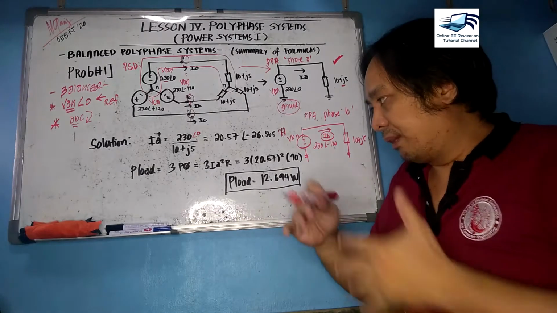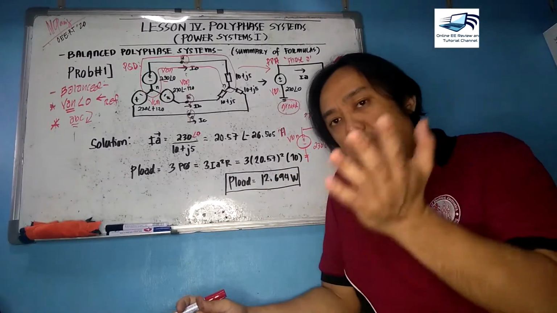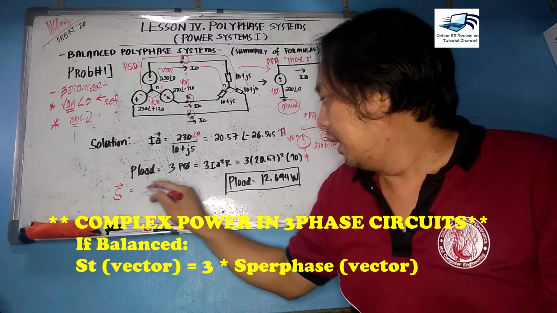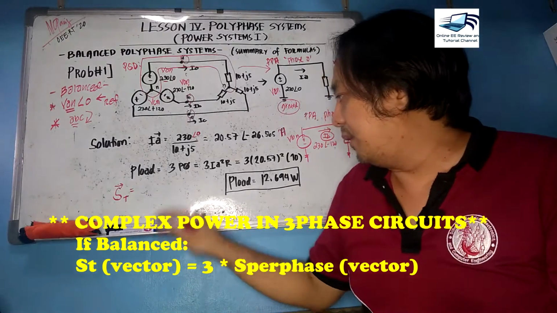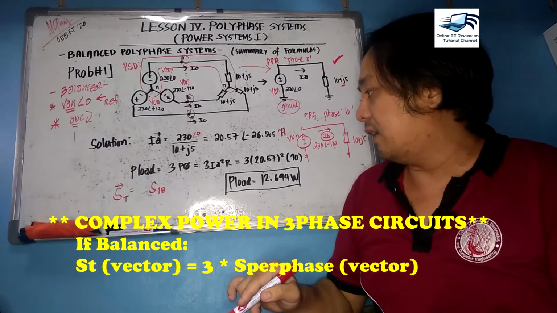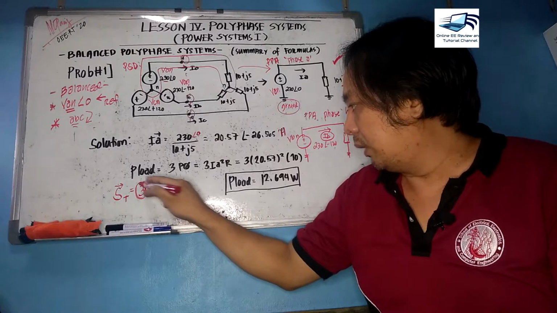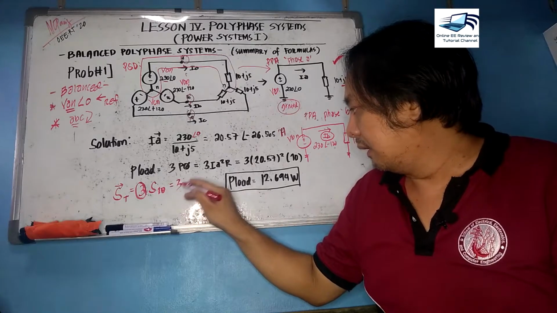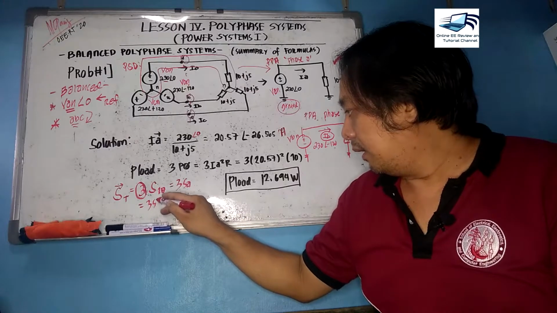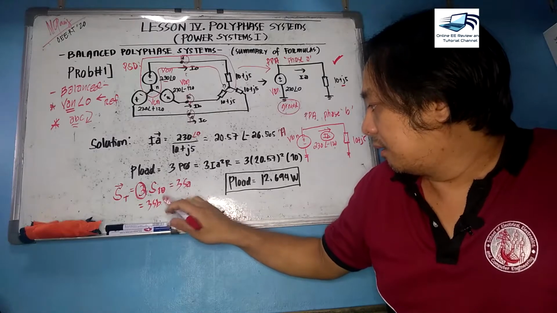Okay, now since we're dealing with powers, the only difference from the single phase is you need to multiply it by 3. It means if you have a complex power S and you want to get the total in a three-phase system, and you have a single phase power, S per phase, you just multiply it by 3. So if you have a complex power at A, B, and C respectively, you just multiply it by 3.